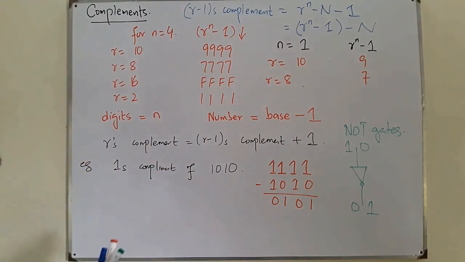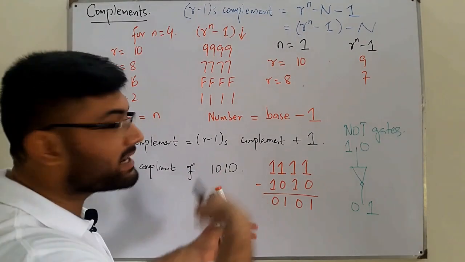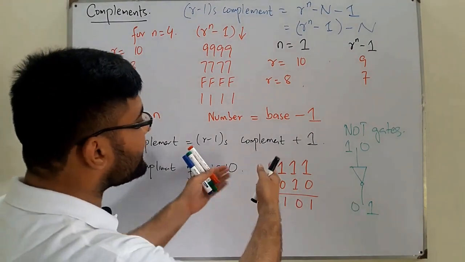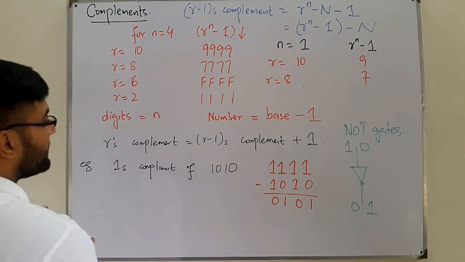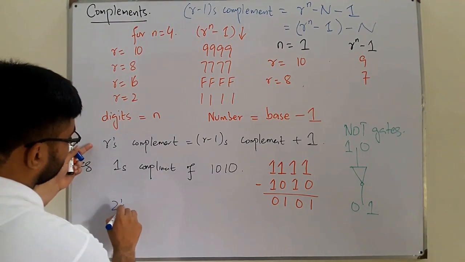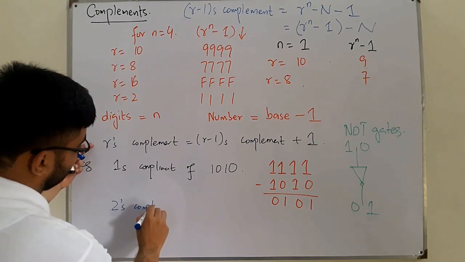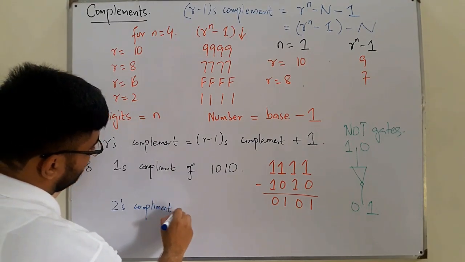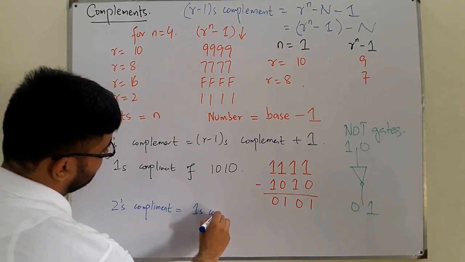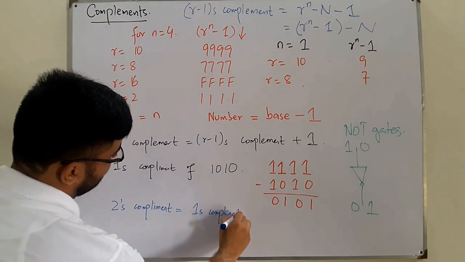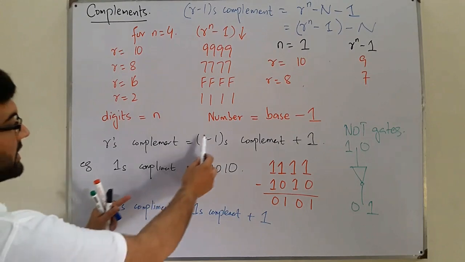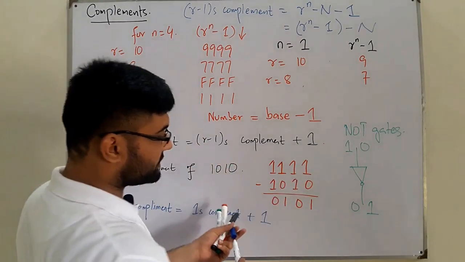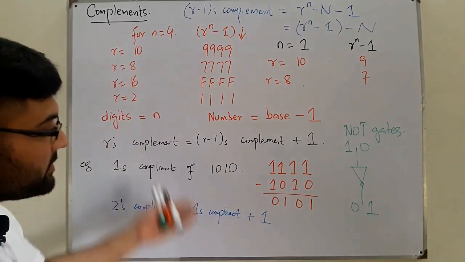I can find the 1's complement simply by inverting the bits and add what to it? We have the 2's complement from this formula. So 2's complement would be the 1's complement plus a 1. Because this r is 2, so r minus 1 would be a 1, and plus 1. So 2's complement is r's complement plus 1.